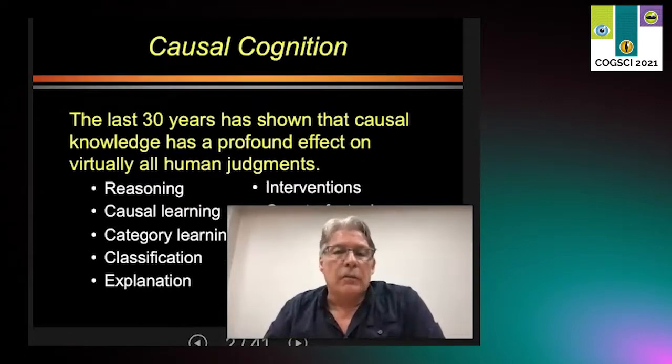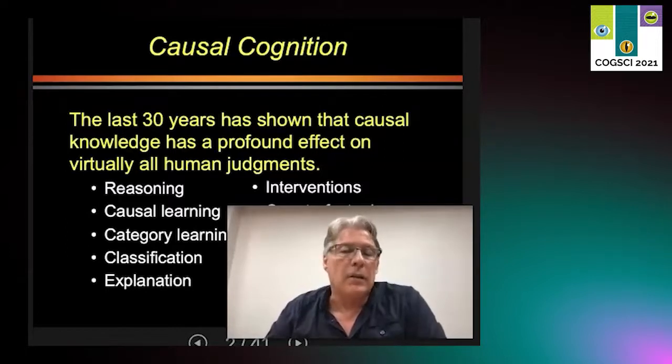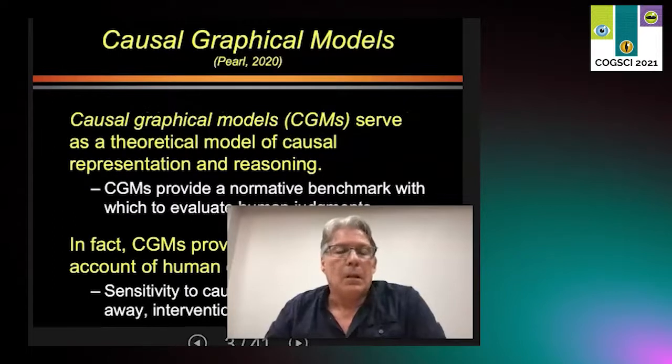The last several decades of research have shown that causal knowledge has a profound effect on virtually all types of human judgments, including how people reason and make decisions, how they categorize, and how they learn and explain the world around them. Moreover, this empirical work has been accompanied by the use of causal graphical models as a theoretical framework of how to represent and reason with causal knowledge.